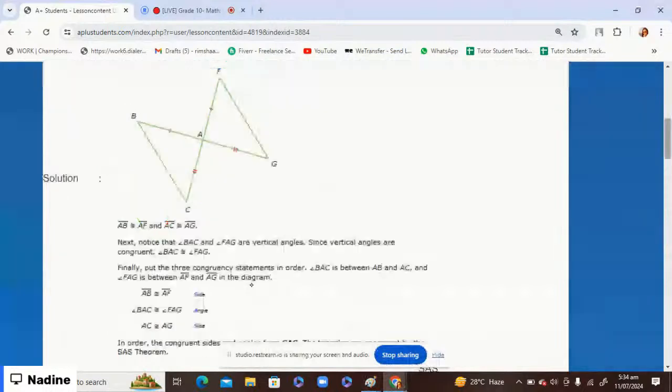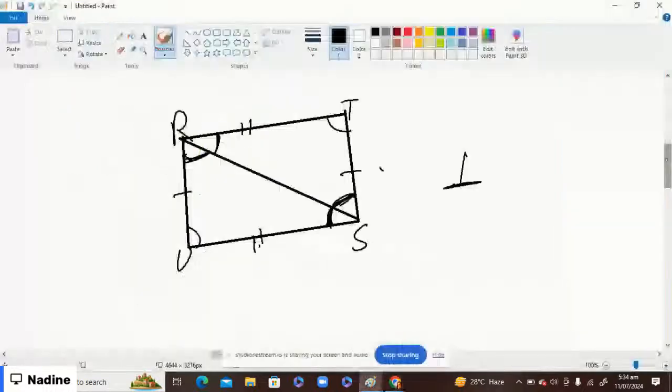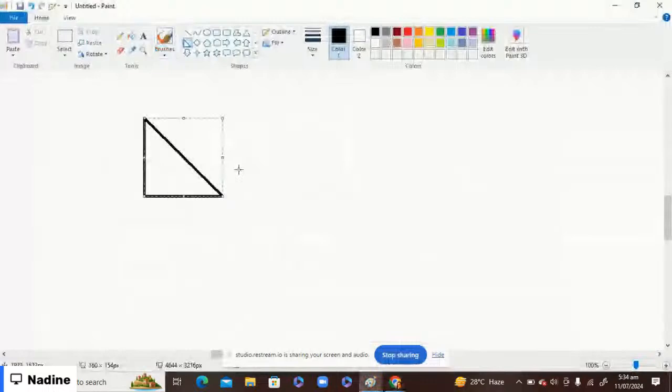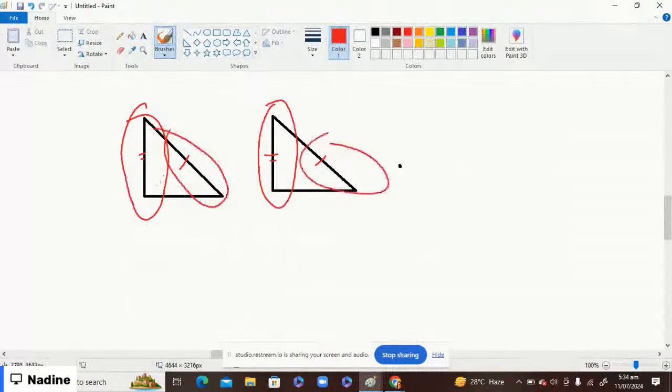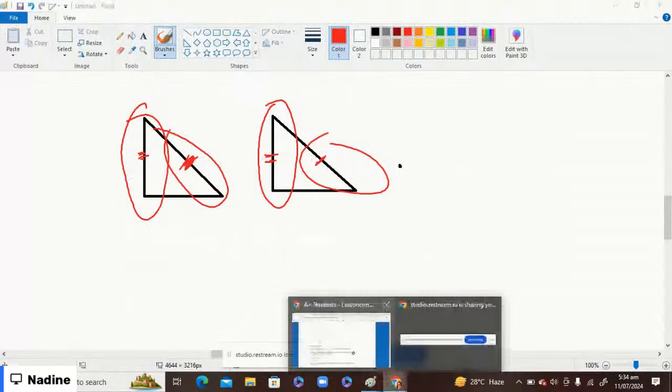In your questions, for example, there are two triangles and there are two lines, and this side is the same as this side, and this side is the same as this side. So we can say that these two lines represent that these two sides are the same, and this one line represents these two sides. Got it?